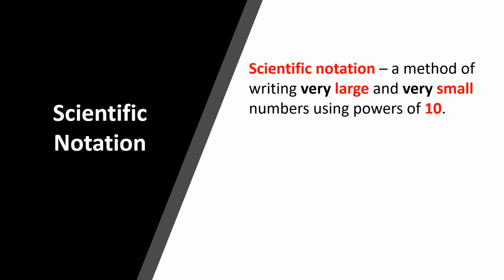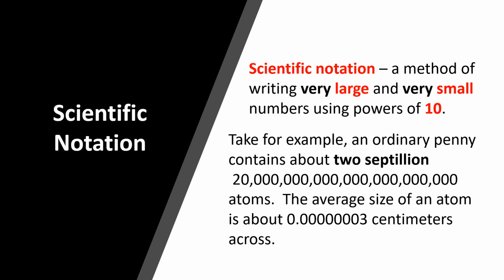Scientific notation, a method of writing very large and very small numbers using powers of 10. For example, a penny contains about 2 septillion atoms, that is a 2 followed by 22 zeros. That is a very, very big number. On the other side, the average size of an atom is about 0.00000003 centimeters across. That is a very small number. And in both cases we see there's a lot of zeros to deal with. Scientific notation will make that easier.